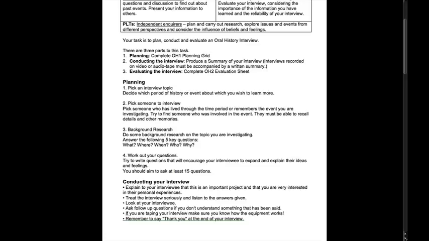Fourthly, you need to work out the questions that you are going to ask. You need to try to write questions that will encourage your interviewee to expand and explain their ideas and their feelings. You should be aiming to ask at least 15 questions during this interview.